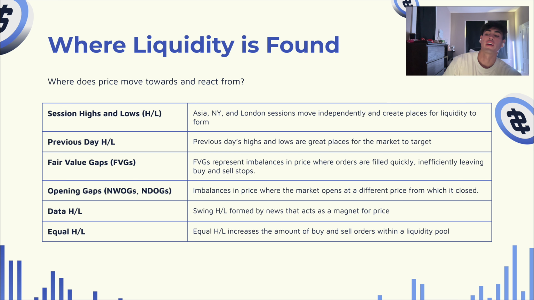Where is liquidity found? There are definitely more places where liquidity is found, just because it's all over the place, but these are the main ones that I like to focus on for my strategy. Session highs and lows: I like to target Asia, New York, and London session swing highs and lows because they move independently from each other and they create very nice places for liquidity to form, therefore making the draw towards that liquidity very profitable.